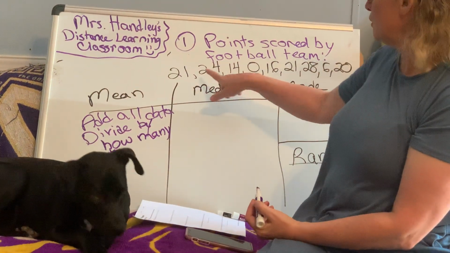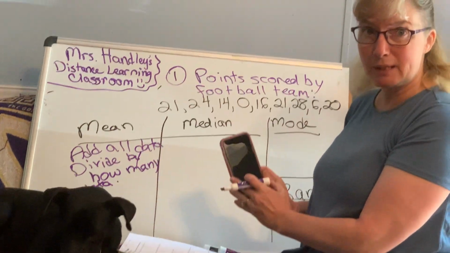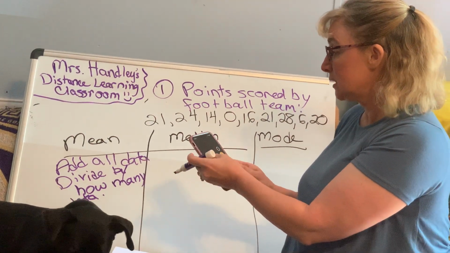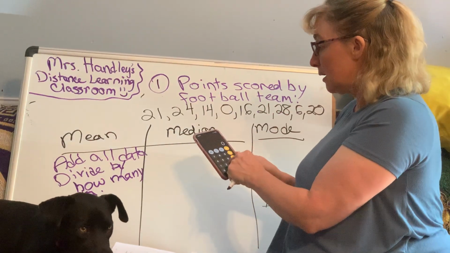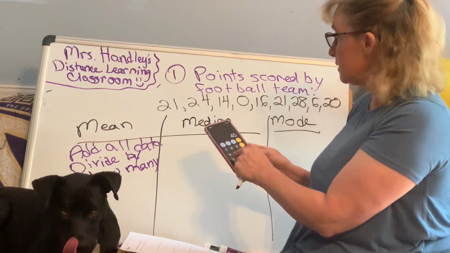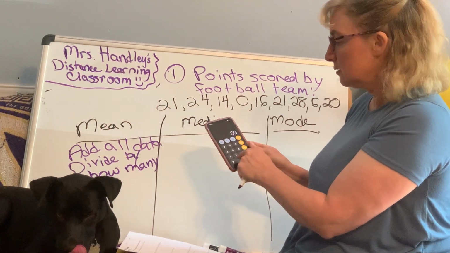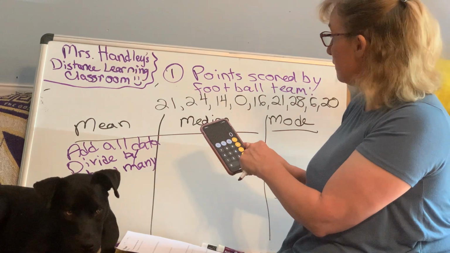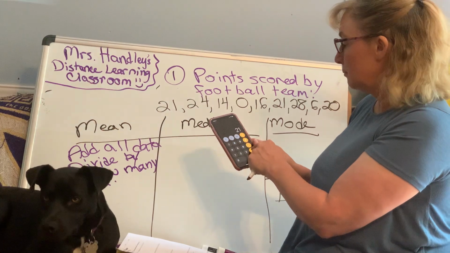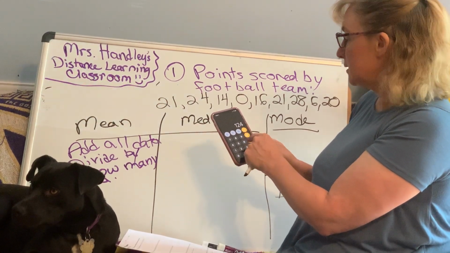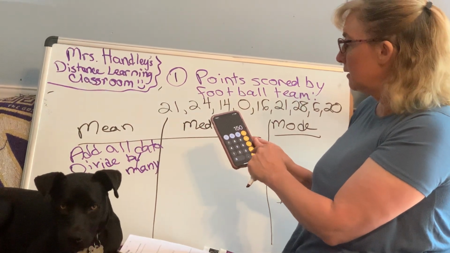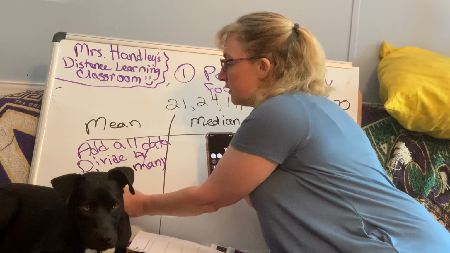Okay, so we're going to add these up. I'm going to use my calculator. I'm not going to write them all down and add by hand. You guys know you can use calculators. So I'm going to add them up. 21 plus 24 plus 14 plus 0. I'm even putting 0 in there. Plus 16 plus 21 plus 28 plus 6 plus 20. That way I don't lose my spot. And I get 150. That's my total.